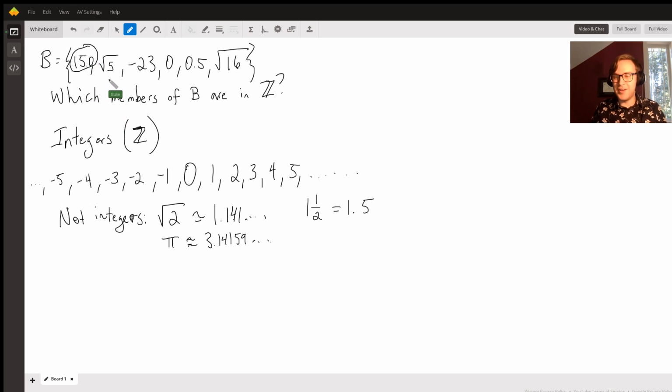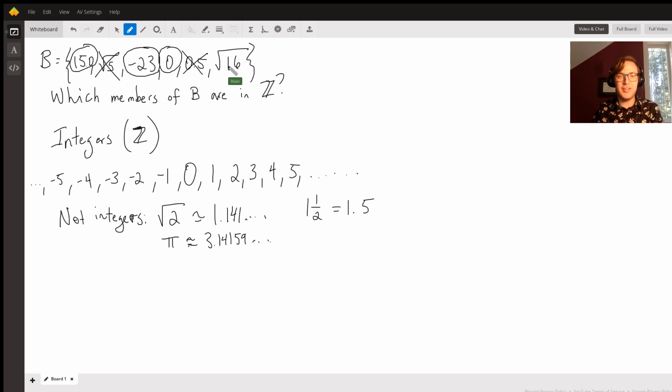The square root of 5. Well, 5 isn't really a perfect square. We can't think of a nice clean number that we can multiply by itself to get 5. So the square root of 5 is actually not an integer. It's just going to be some kind of decimal. So that one's out. -23 is an integer. 0 is also an integer, because for both -23 and 0, there's a clean cutoff after the decimal. 0.5, though, has something after the decimal, so it's not an integer.